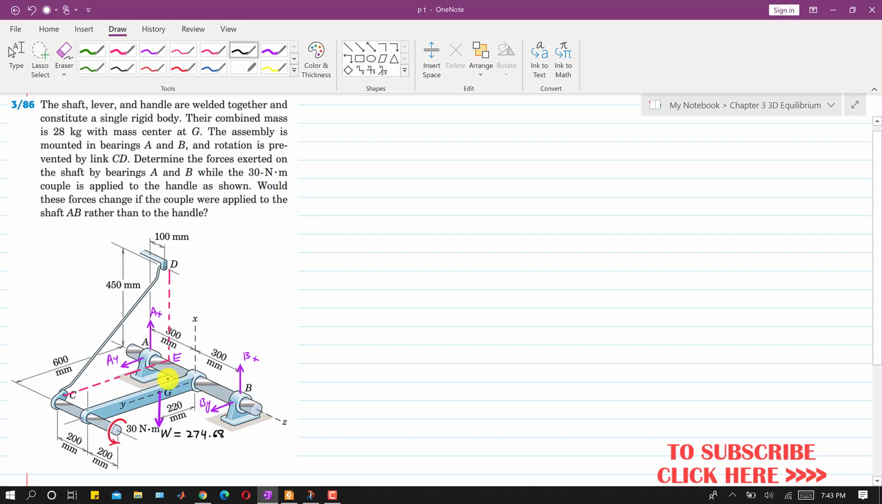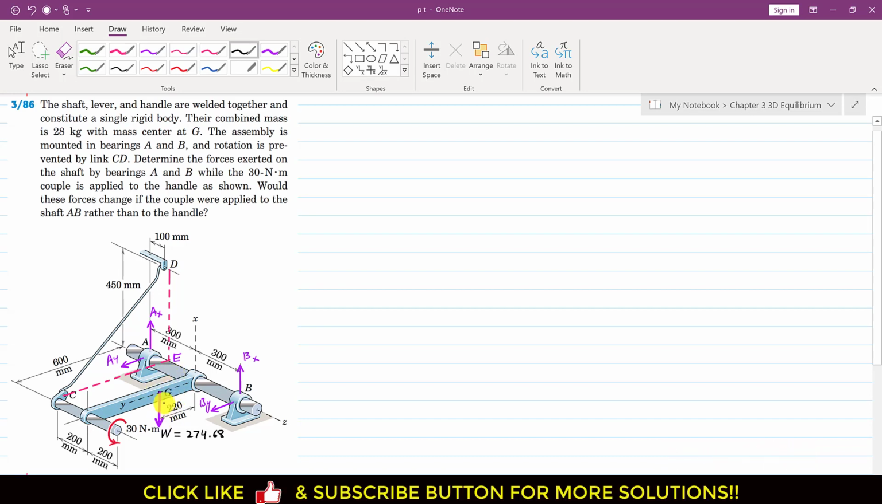So they are welded together and their mass is 28 kg, so their weight will be acting at this point G and it will be acting vertically downward, right? So this is 274.68. This is 28 multiplied by 9.81.